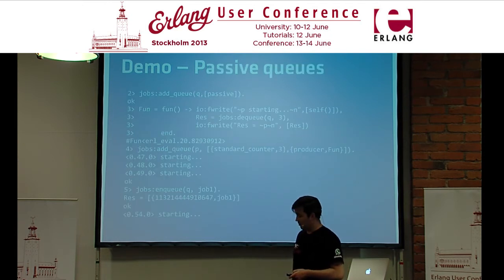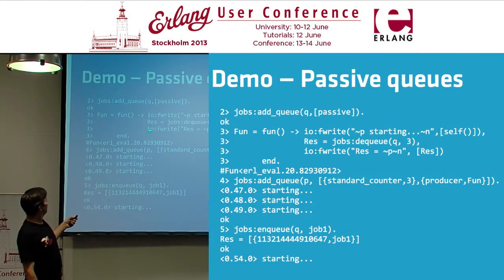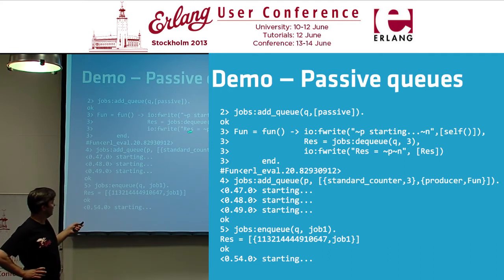You can also create a passive queue. Then you have to use the functions enqueue and dequeue. And here I have a little function that I'm going to use in a producer. That function will just print that it's starting, and then it will do a dequeue. And if the queue is empty, it will actually hang here until there is something to pull out of the queue. If there is something in the queue, it will just take that and run with it. And then it prints the result, and then it dies.